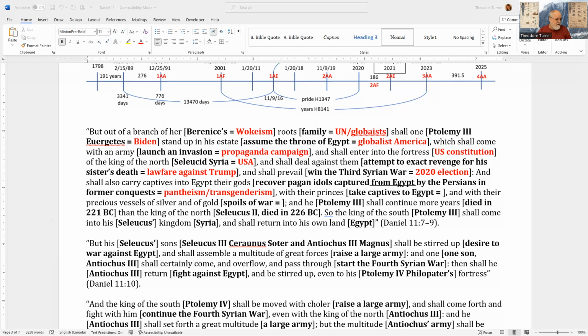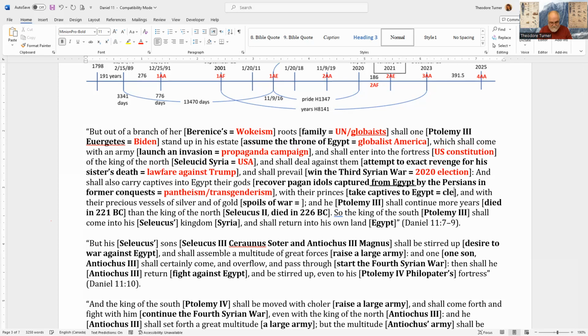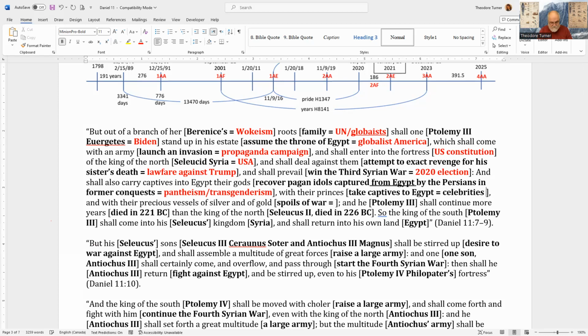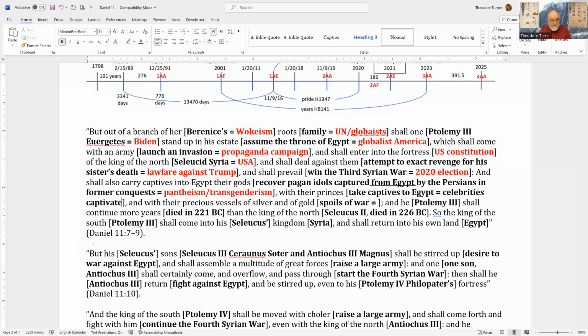So one way I was thinking of this is that this can represent the celebrities in the world that are taken by this, right? So if I put here celebrities, maybe the word is captivated. I don't know. Would you be happy with that?